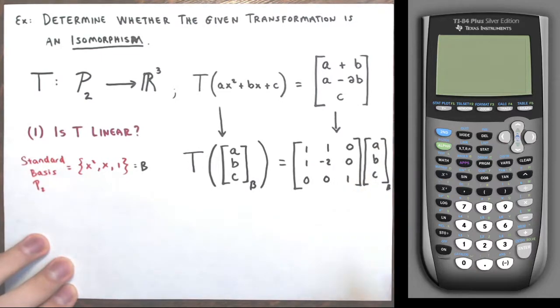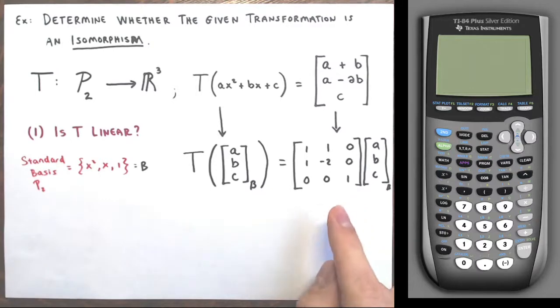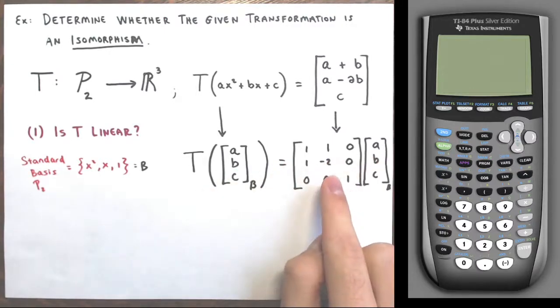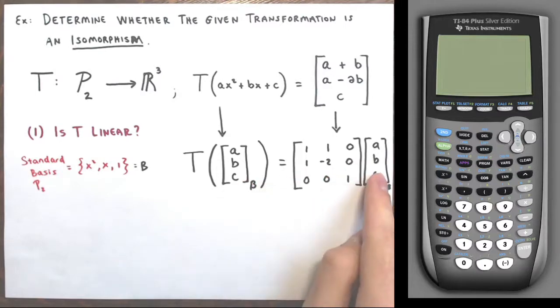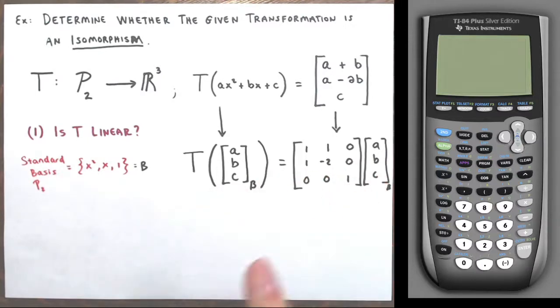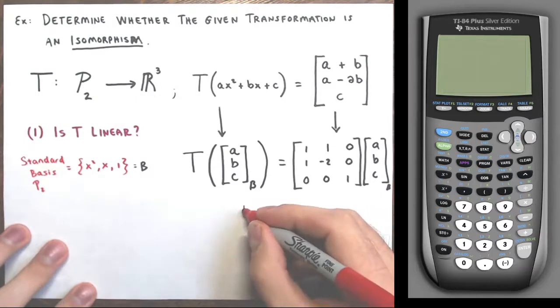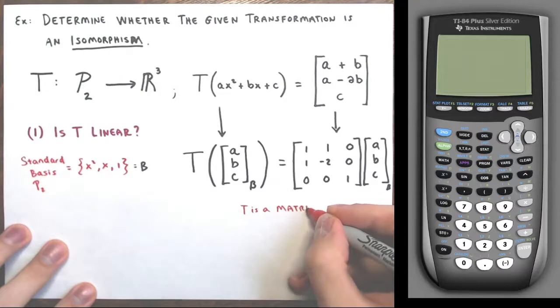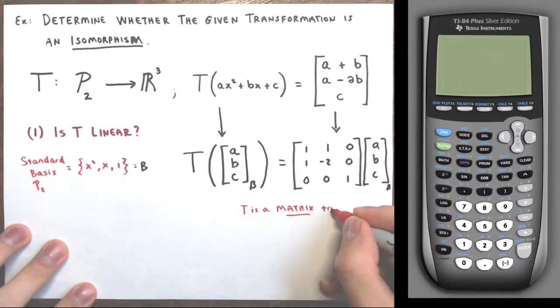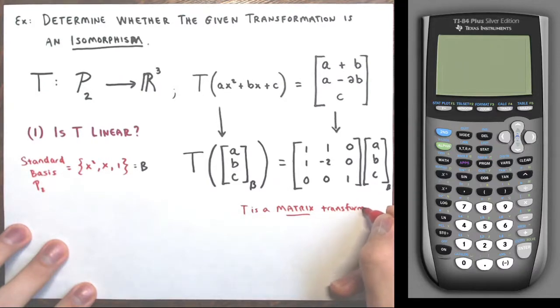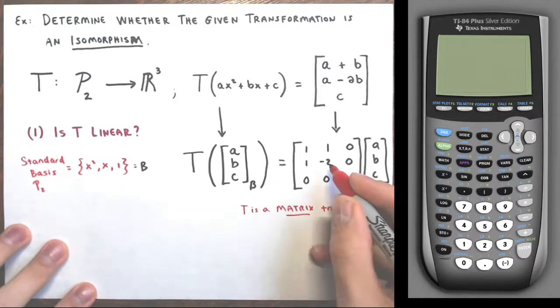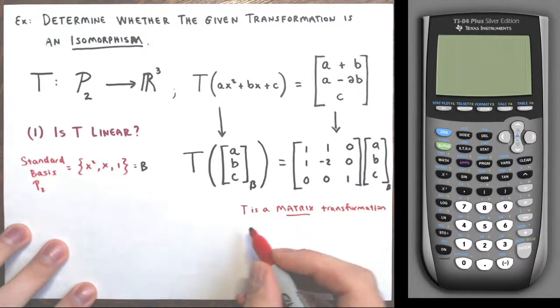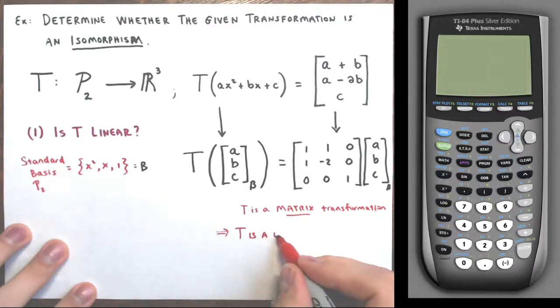And since I can write the output as a matrix times the input coordinate vector, we're seeing here that T is a matrix transformation. I can express the output as a matrix times the input vector. Therefore, T must be linear. T is a linear transformation. Wonderful.